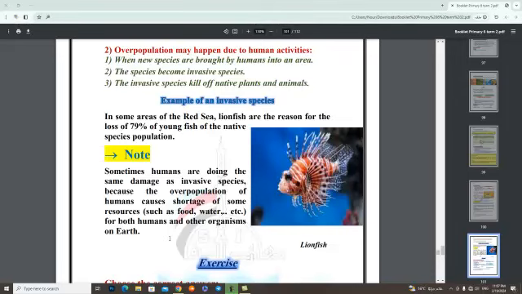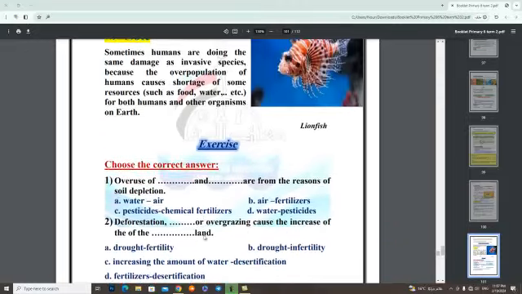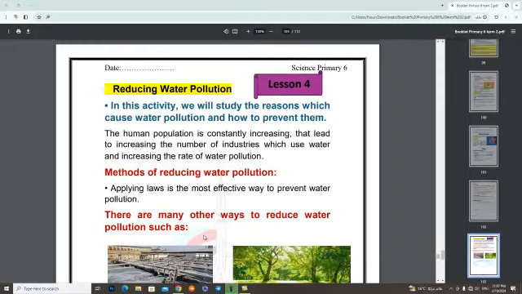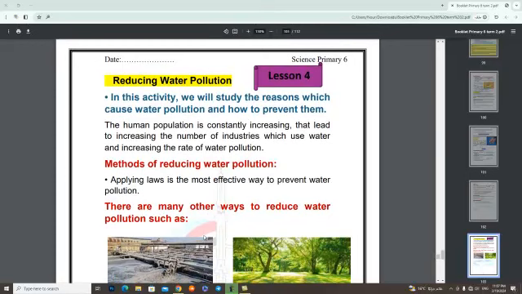So, we have finished lesson number 3, and we will start lesson number 4, titled Reducing Water Pollution. In this activity, we will study the reasons which cause water pollution and how to prevent them.